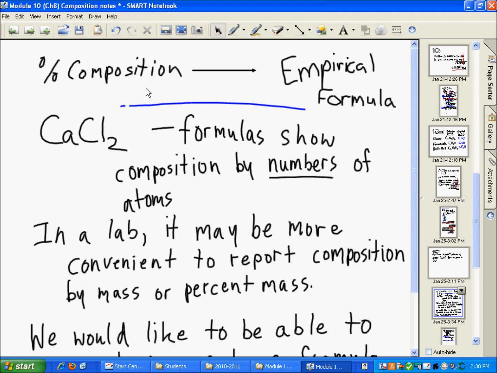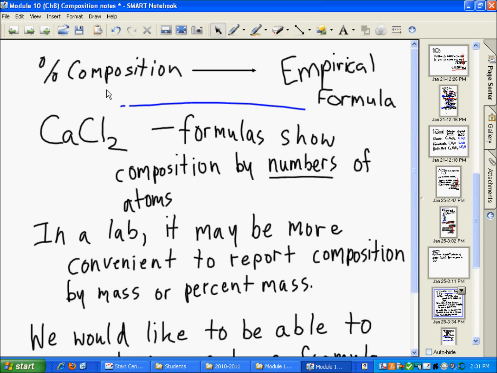What would be nice to be able to do is take information like that and make an empirical formula. And if we know the empirical formula, that will identify the substance for us. So this is the objective of this section of the chapter: given a percent composition, or masses of the elements, come up with an empirical formula. And by the way, going the other way, from a formula to a percent composition, isn't in this lesson, but it is in the textbook, and you'll still need to know how to do that.